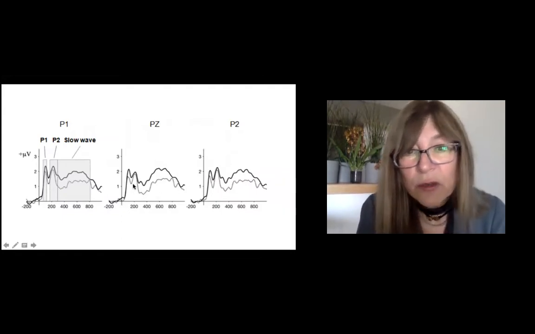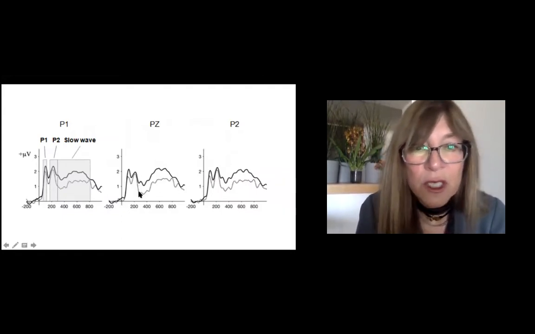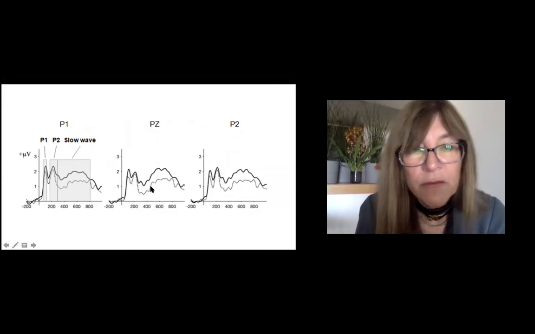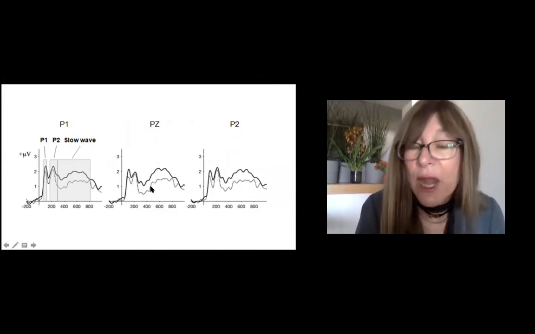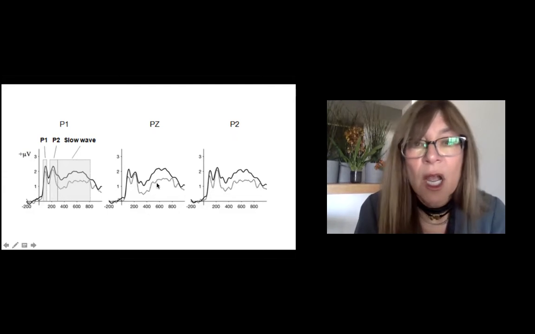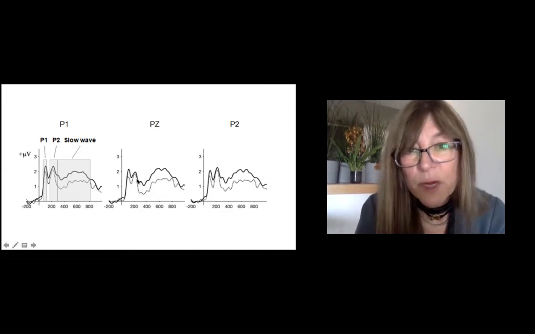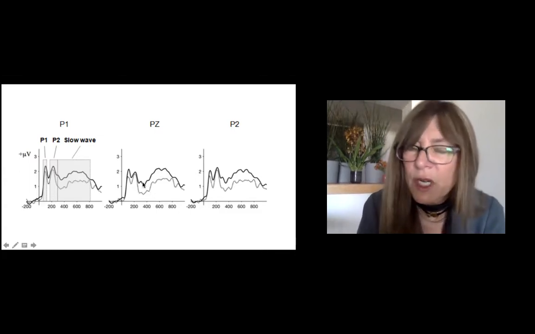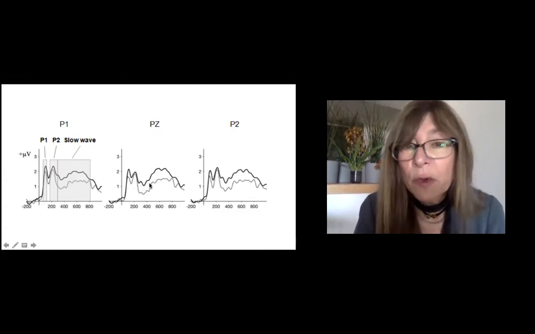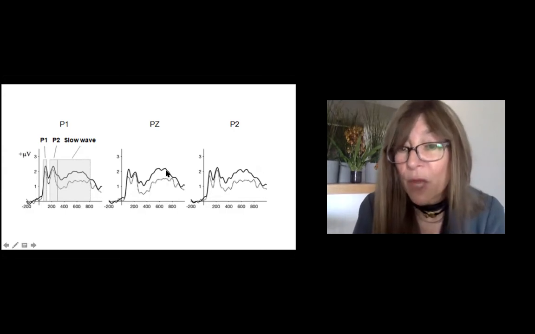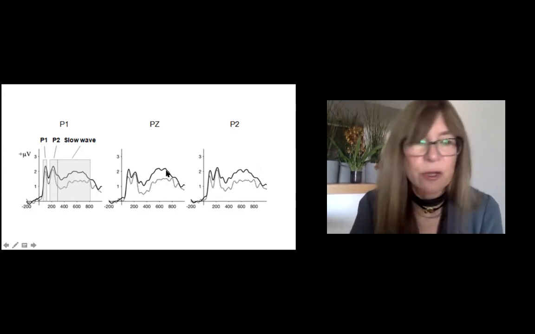This is an event-related potential study that she also did, which shows the difference in brain activation when you're mind wandering, which is the dotted line, versus when you're not mind wandering. You recruit this late positivity that's been associated with encoding, but you recruit it more when you're not mind wandering, when you're on task or when you're curious.